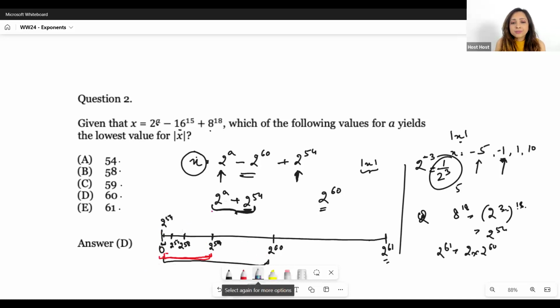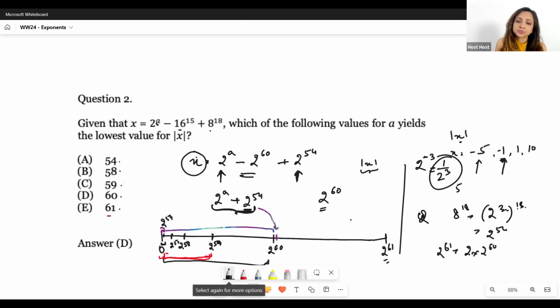Now if I put A equal to 60, what happens then? 2 to the power 60 is this entire thing, plus 2 to the power 54, which is nothing but this tiny thing. Overall, what did I get? I got something over here. This would be my sum, 2 to the power A plus 2 to the power 54, and here I have 2 to the power 60. So is this very close to 2 to the power 60? Certainly seems so.